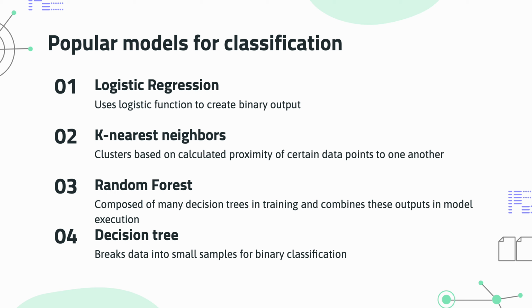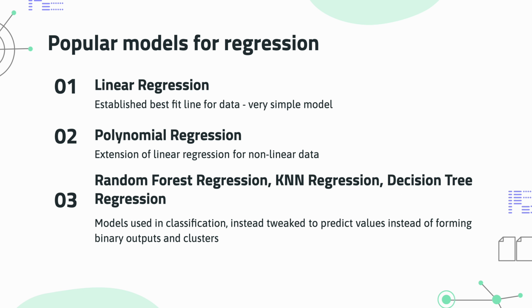So some popular ones used for classification. Number one, logistic regression. This uses a logistic function to create a binary output. Classification is all about giving a binary output. Then k-nearest neighbors clusters based on proximity of certain data points to one another. Random forest is composed of many decision trees in training and combines these outputs in model execution. And then a decision tree, which is part of what random forest has, breaks data into small samples for binary classification.